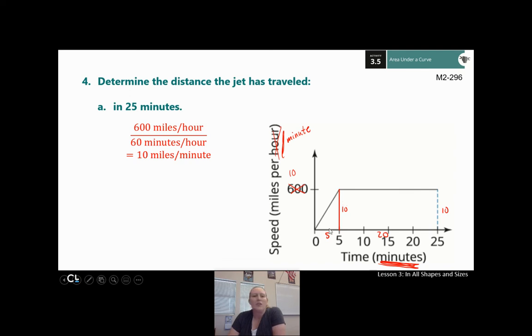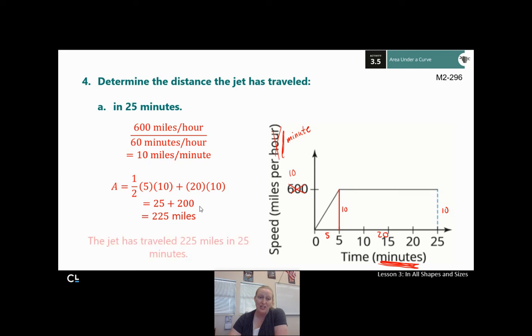So fine, area of the triangle, 1/2 base times height, 1/2 times 5 times 10. Area of my rectangle, base times height. So we'll just do 20 times 10. Of course, that means the area of my triangle is 25 and the area of my rectangle is 200. So my total area is 225. This means that the jet has traveled 225 miles in 25 minutes. That's a lot further and faster than our car did on the last problem.